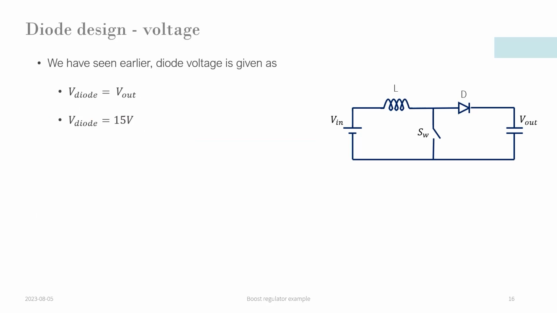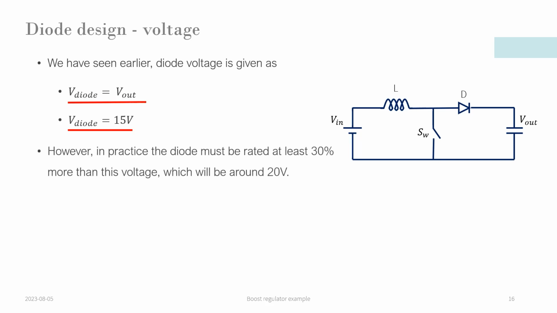Let us now design the diode. We know that diode voltage is equal to output voltage when switch is turned on. Therefore, diode voltage is 15 volt. However, in practice, diode must be rated at least 30% more than this voltage. This will be around 20 volt.